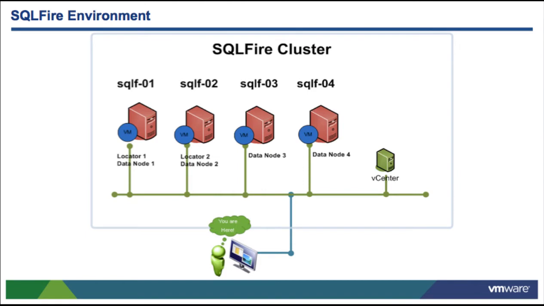To showcase SQLFire capabilities, we're using the following environment: 4 VMs with at least 2 GB of RAM, 1 vCPU, 20 GB of storage, all of them running CentOS. For this webcast, I have called these VMs SQLFire 01, 02, 03, and 04. The SQLFire 01 VM will run SQLFire's locator number 1 and data node number 1. The SQLFire 02 VM will run SQLFire's locator number 2 and data node number 2. The SQLFire 03 and 04 VMs will run SQLFire data nodes number 3 and number 4 respectively.